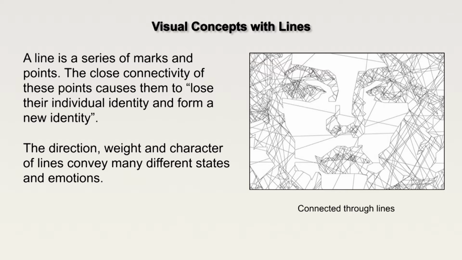Page 76. A line is a series of marks and points. The close connectivity of these points causes them to lose their individual identity and form a new identity. The direction, weight, and character of line convey many different states and emotions.